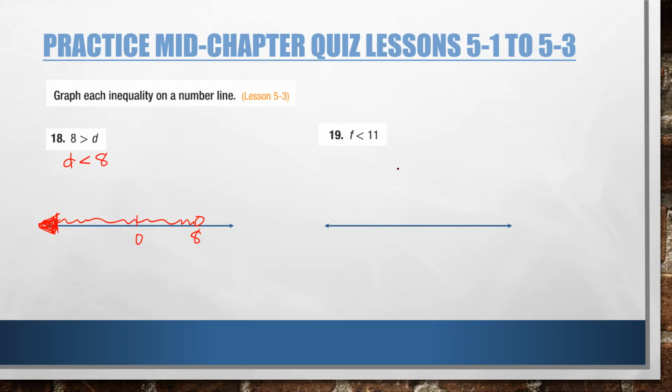Okay, and then over here, our variable f is already on the left side. So we're going to have f is less than 11. So here was 0, here is 11, and it's going to be an open circle because it has to be less than 11. It cannot be 11. And then the arrow is pointing to the left. So I'm going to shade everything to the left. Okay? All right. And that's all.